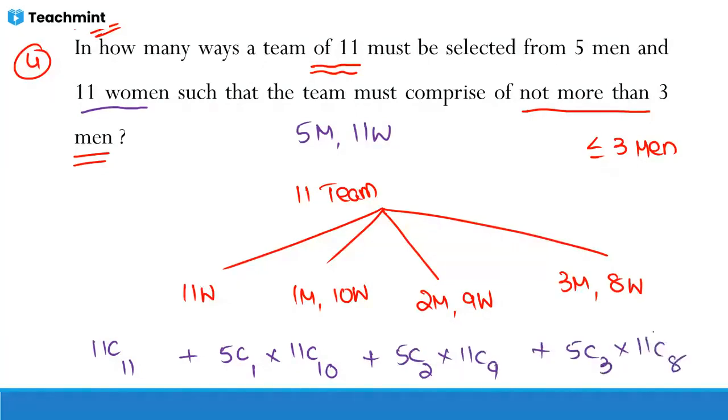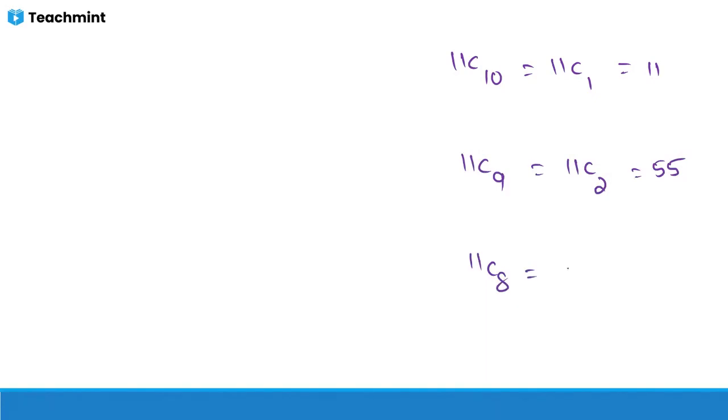My dear friends, see the shortcut we discussed in the introduction. 11C10 can be considered as 11C1. Selecting 10 people out of 11 is nothing but equal to rejecting one person out of 11. Now the calculation is easy. 11C9 can be considered as 11C2, which is 55. 11C8 we can write as 11C3. For easy calculation, our intention is very simple: the calculation should be a bit easy for you instead of worrying much. This is giving 165, if I'm not wrong.